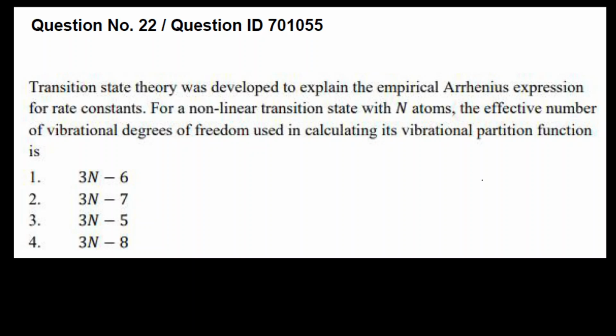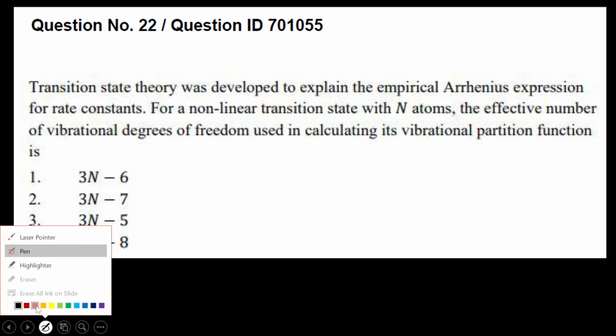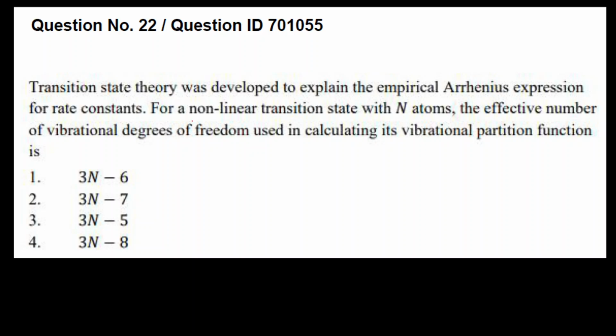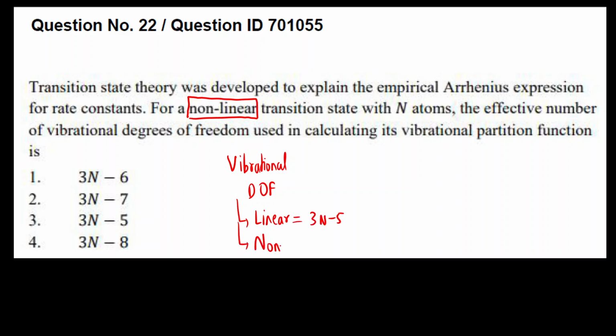Next one: transition state was developed to explain the empirical Arrhenius equation for rate constant for a non-linear. This is important. For a non-linear transition state, the effective vibrational degree of freedom. So normally, what is the formula for vibrational degrees of freedom? If it is a linear molecule, it is 3n minus 5. If it is a non-linear molecule, then it is 3n minus 6.